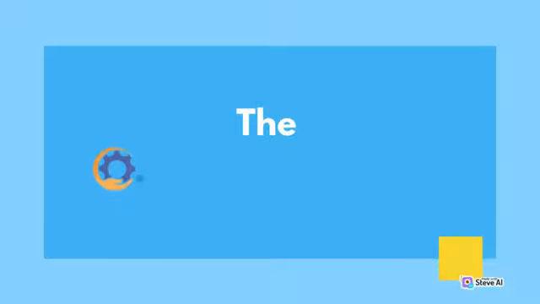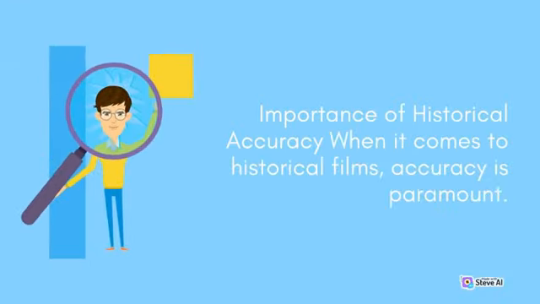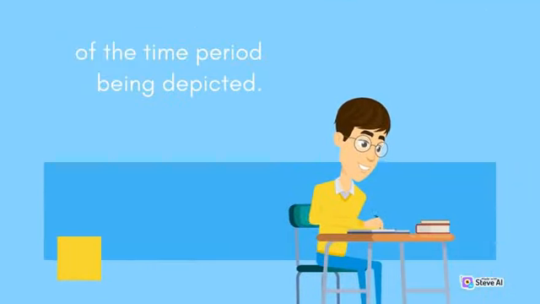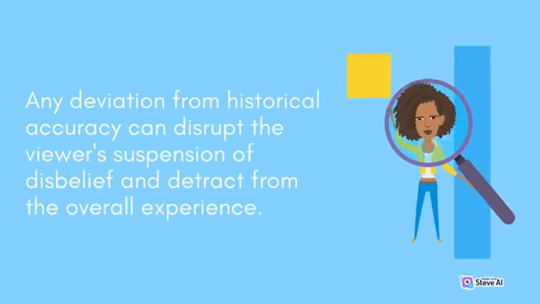The importance of historical accuracy. When it comes to historical films, accuracy is paramount. Audiences are not only looking for compelling stories and performances but also an authentic representation of the time period being depicted. Any deviation from historical accuracy can disrupt the viewer's suspension of disbelief and detract from the overall experience.